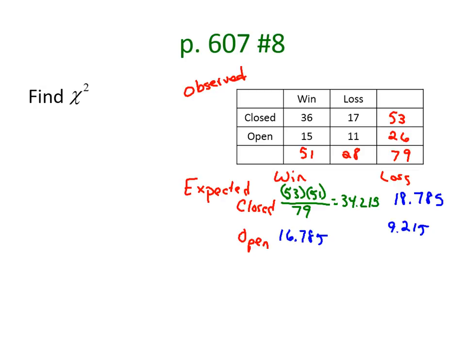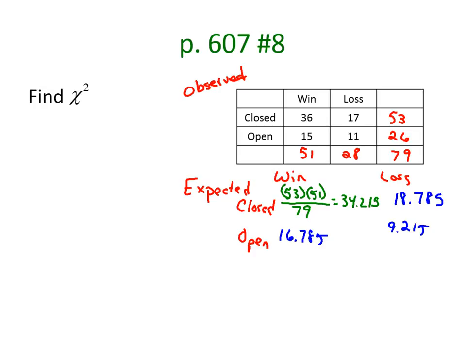If there was no correlation between them and I ended up having my team have 51 wins and 28 losses, and they had 53 times that the roof was closed compared to 26 times that the roof was open, I would anticipate that they would have 34 wins when the roof was closed. They would have 17 losses when the roof was closed. And so this would tell me what I would expect out of this.